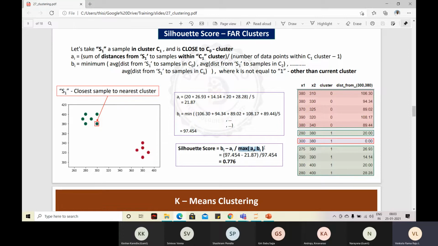And we are actually taking the maximum here to normalize it. Now, when you take the maximum here, the number is going to be between -1 and 1. Either it can be negative or positive, depending on Bi and Ai.